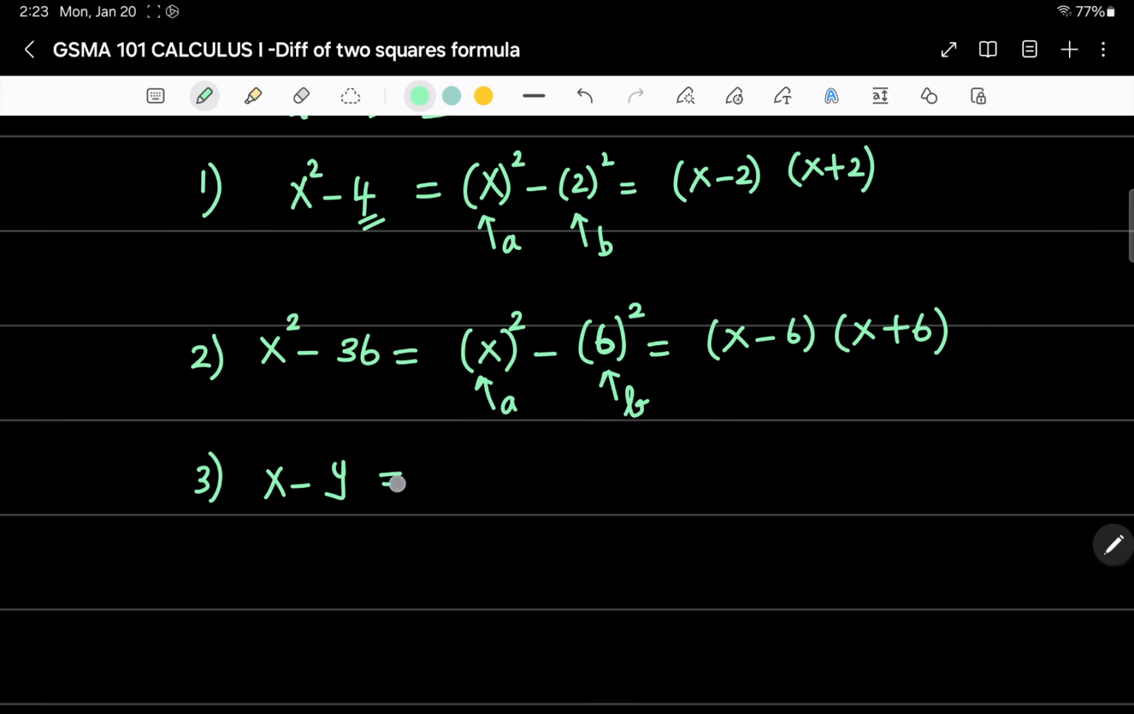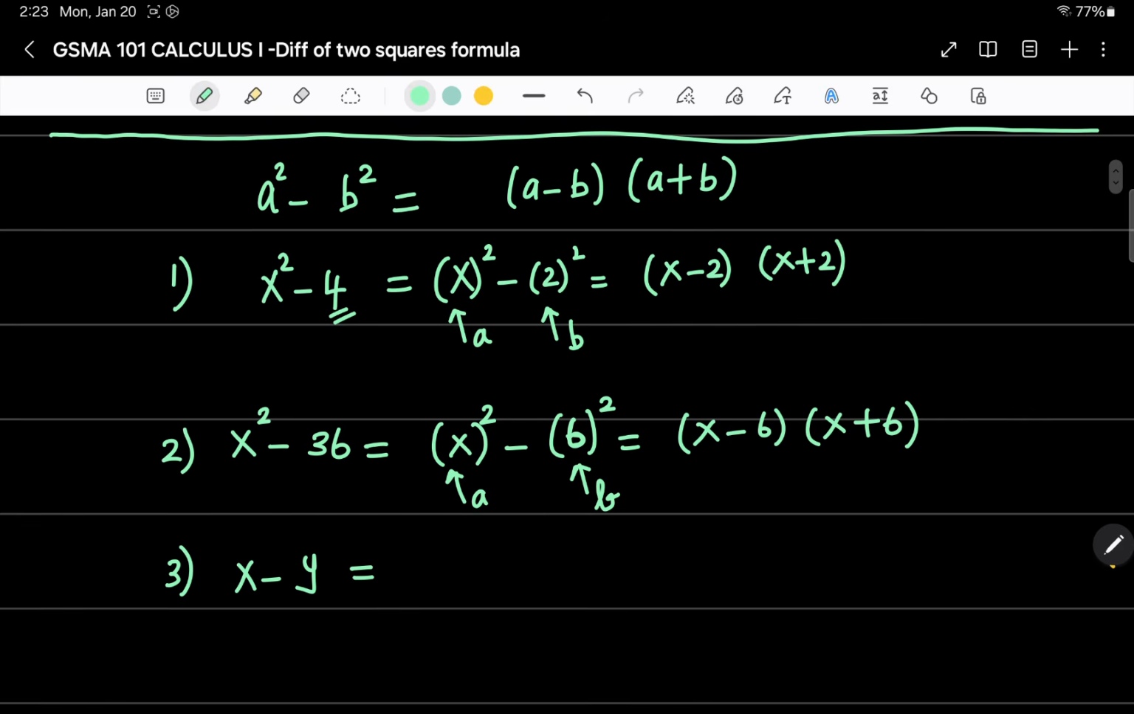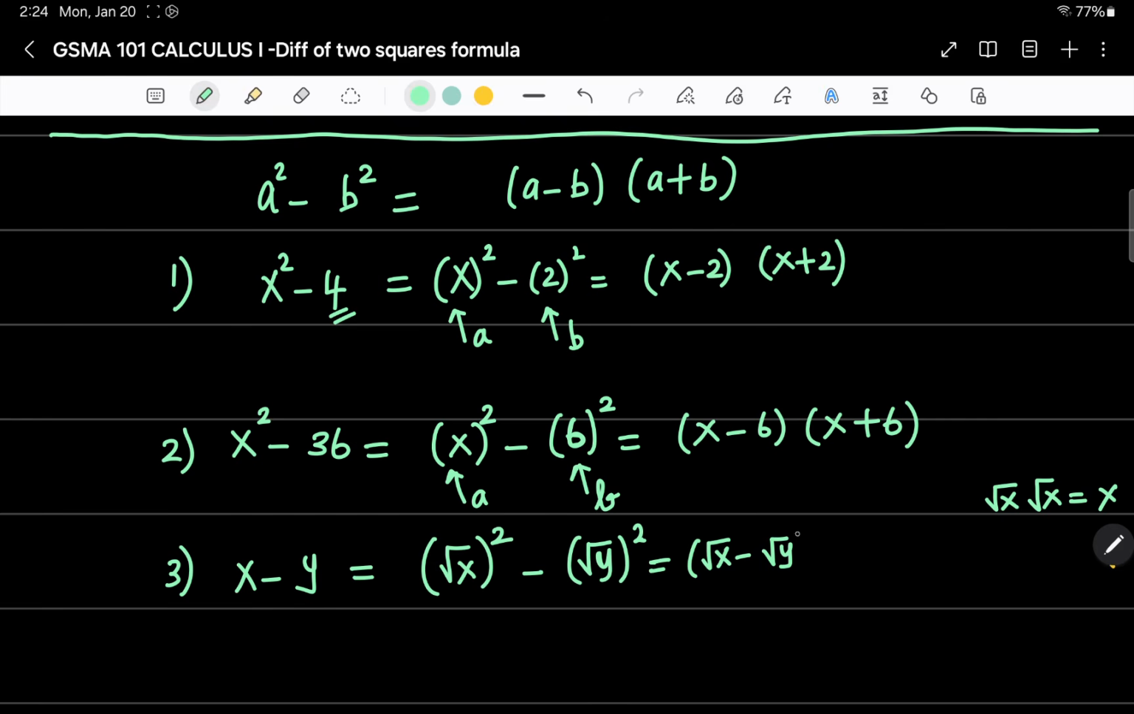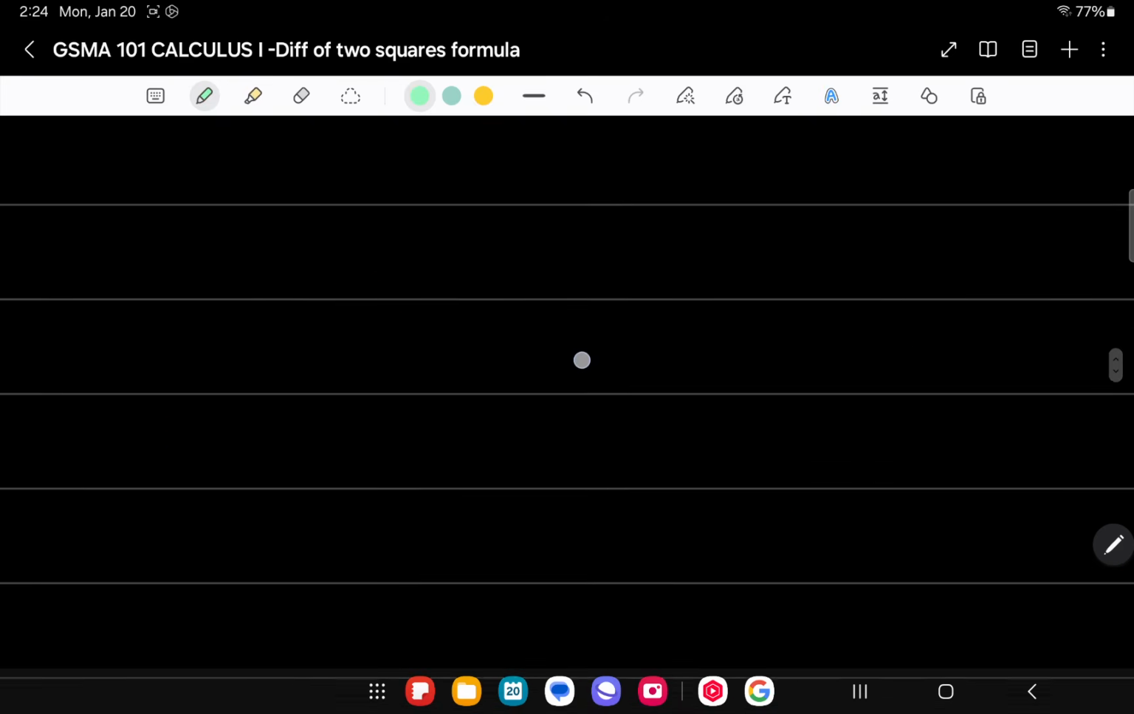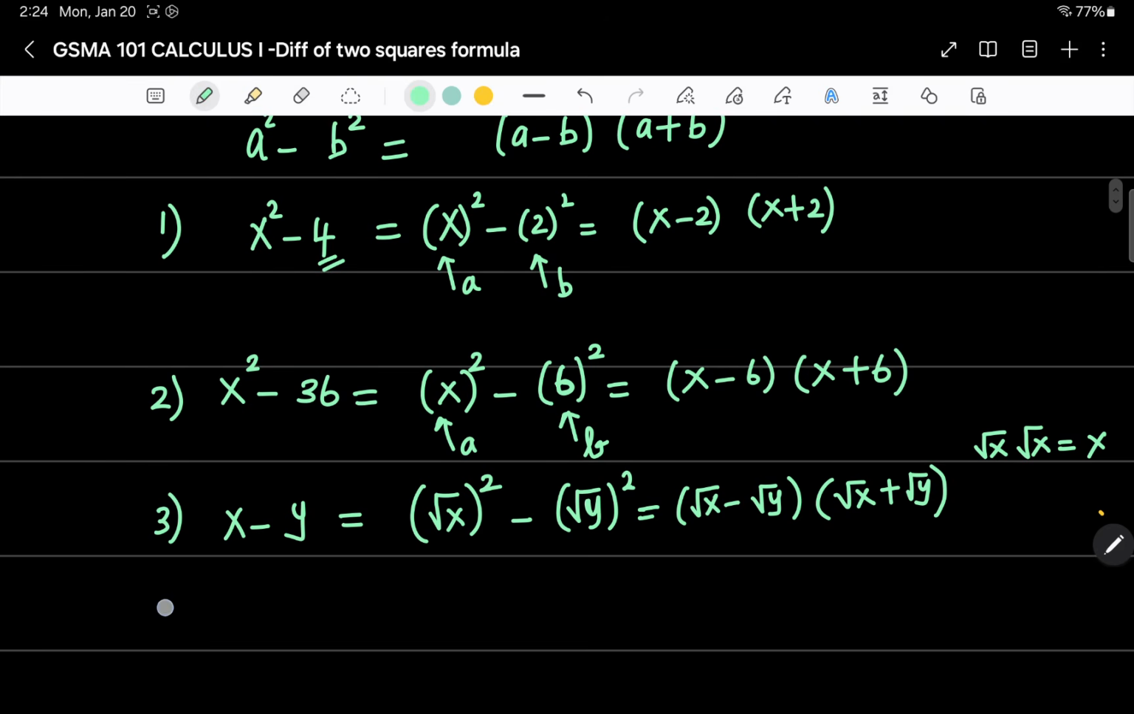x minus y. How are you going to write it in the form of a square minus b square? I told you in the class, if something is not having squares, you think about square roots. So x, I'm going to write it as root x the whole square, because we know that root x times root x is going to become x. So minus root y to the power of 2. So this is going to become root x minus root y and then root x plus root y.